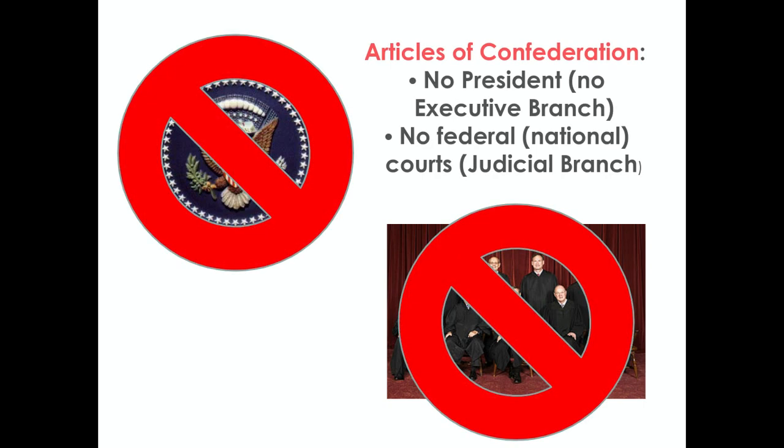All right. Basically, what was not in this Constitution, I should say: there was no president, no executive branch, no federal or national court system, so no Supreme Court, no court system. And they did not have the power to collect taxes. They could only request money from the states, who could offer the money or could not. And there were no consequences if they did not do that. So most states did not actually pay money to the federal government.